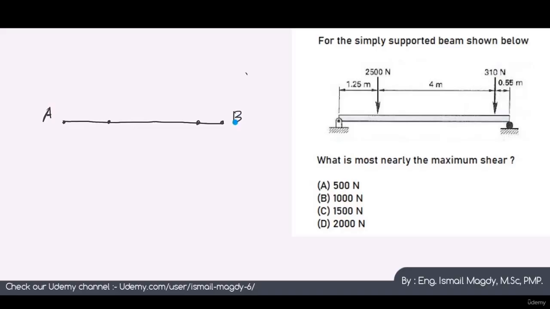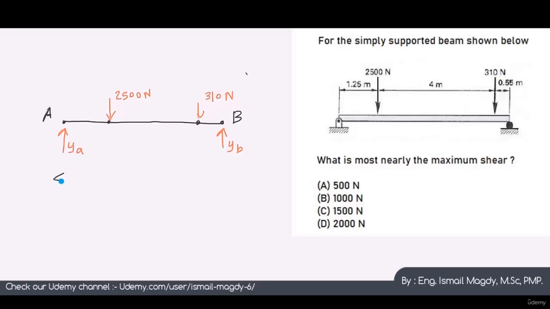This is point A and this is point B. We have two vertical forces here of 2500 Newton and 310 Newton. Of course we have vertical reaction here of YA and we have vertical reaction here of YB, and we will ignore the horizontal reaction at the pin support because we can't see any other horizontal forces here.